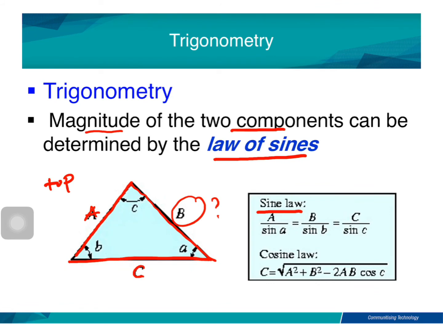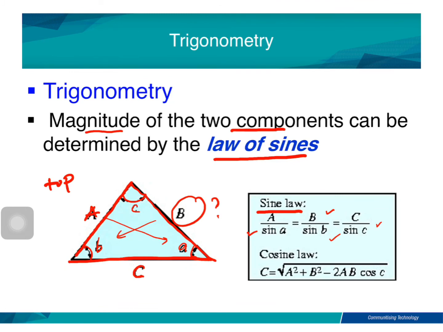So we need to get the internal angles. They come in pairs. Magnitude C is opposite to angle C, magnitude B is opposite to angle B, and magnitude A is opposite to angle A. Now we want to get B. The sine law equation is magnitude A divided by sine A is equal to magnitude B divided by sine B, which is equal to magnitude C divided by sine C.